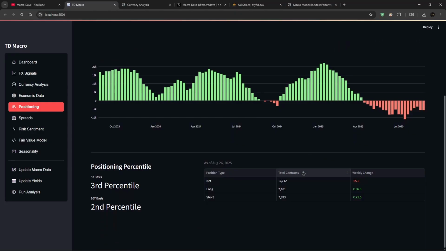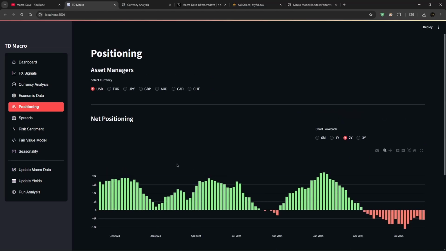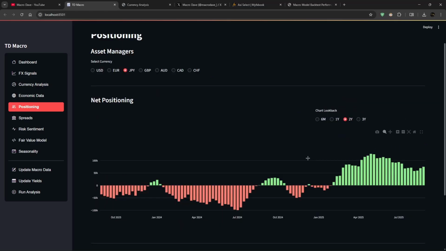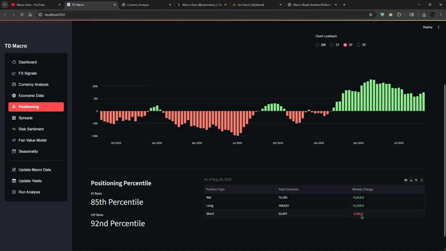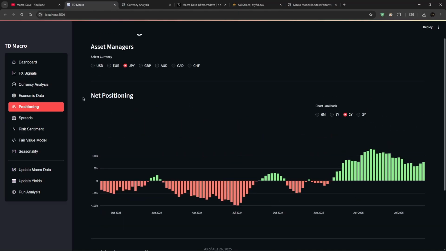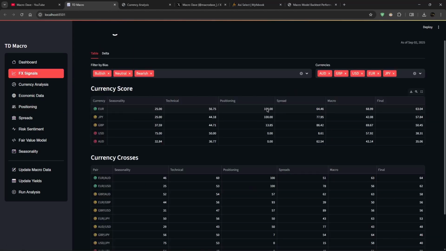So we can look here and you can see that on dollar they were essentially flat. They added longs and added shorts, but it was a net short overall. You can look at JPY, they added longs and removed shorts. So you can just come here and do a bit of analysis, and all of this right here is essentially calculated in the positioning model.